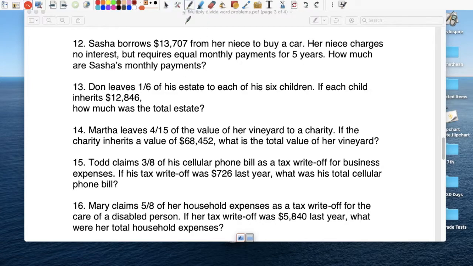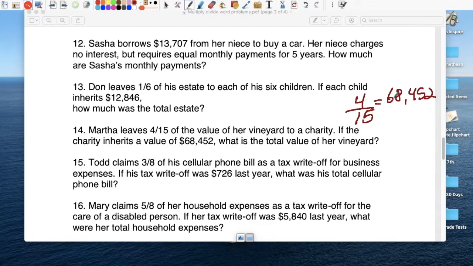Okay, so Martha leaves 4/15 of the value of her vineyard to charity. If the charity inherits $68,452, what was the value of her vineyard? So think about it. 4/15 of the value is $68,452, right? I don't even know why I'm writing it wrong. Sorry. So 4/15, we can figure out what 1/15 was.